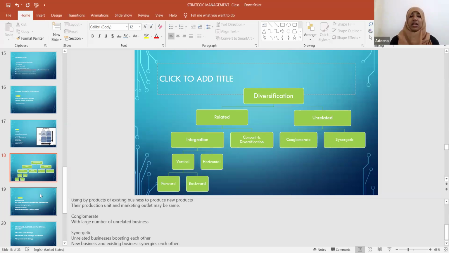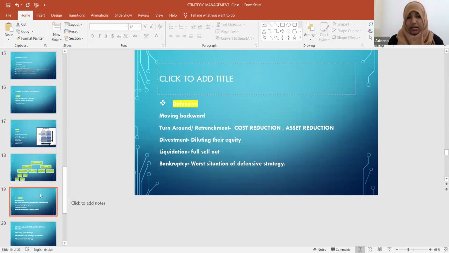And the final strategy in alternative strategies is defensive. This strategy is taken when the organization cannot move forward or cannot stand static. They have to move backward. This is a survival strategy where the organization couldn't produce more, couldn't take any other strategy. They couldn't expand, they couldn't grow, they cannot even stand where they are. So they have to take a step back to survive.